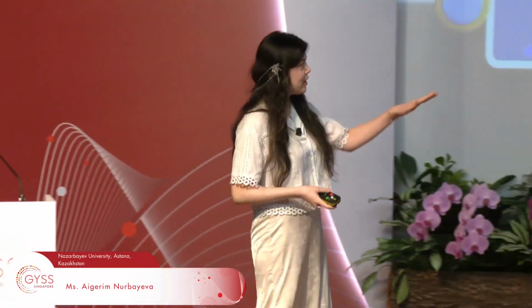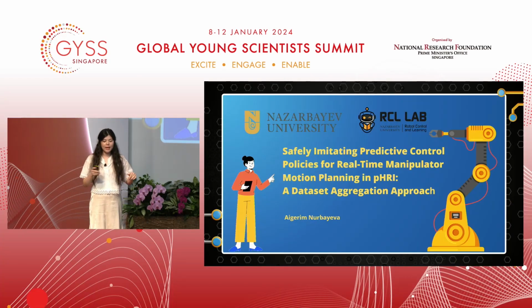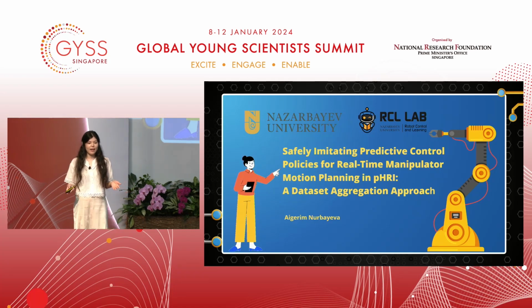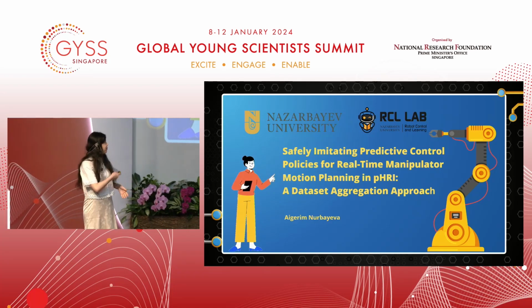Hi everyone. Today I want to discuss the use of deep imitation learning techniques in physical human-robot interaction tasks. So as you can see from the image, physical human-robot interaction, or PHRI for short, is a system where a human and a robot can work in a shared workspace. Sometimes they can physically interact with each other.